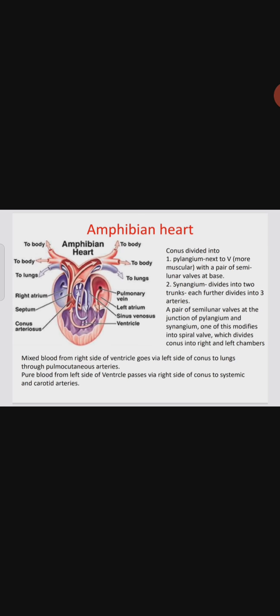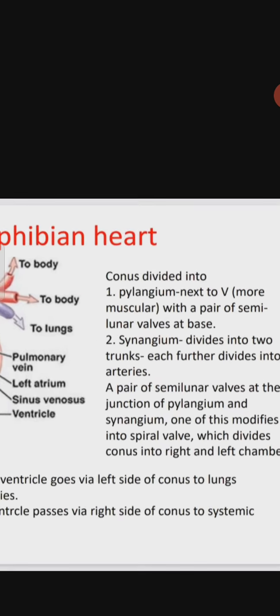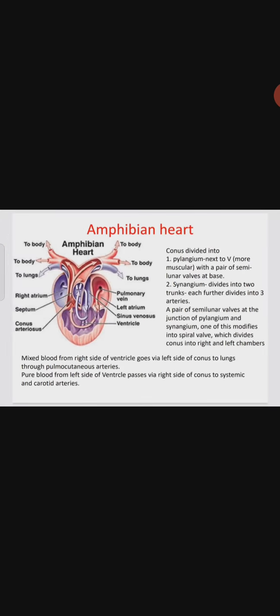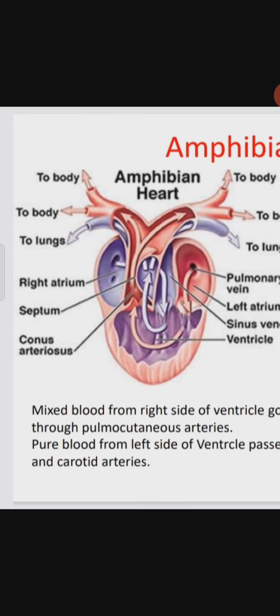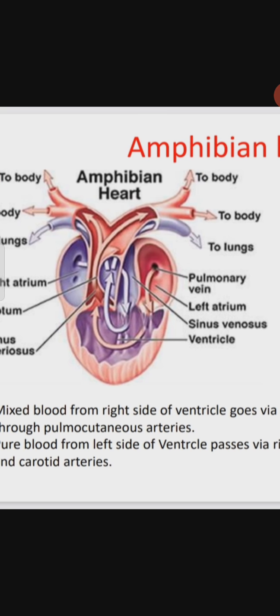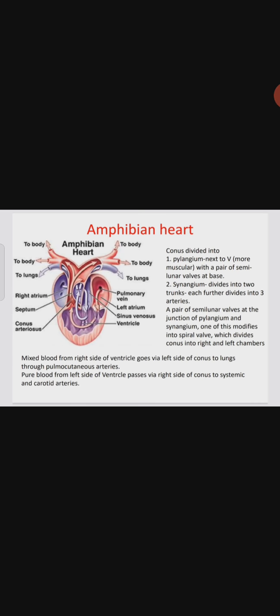These are the parts which come under the conus, which has the synangium, phalangium, like these valves present in the conus. Septum, conus arteriosus, right atrium, pulmonary vein, left atrium, sinus venosus, ventricle. This is the ventral side. Mixed blood is in the right side of the ventricle.